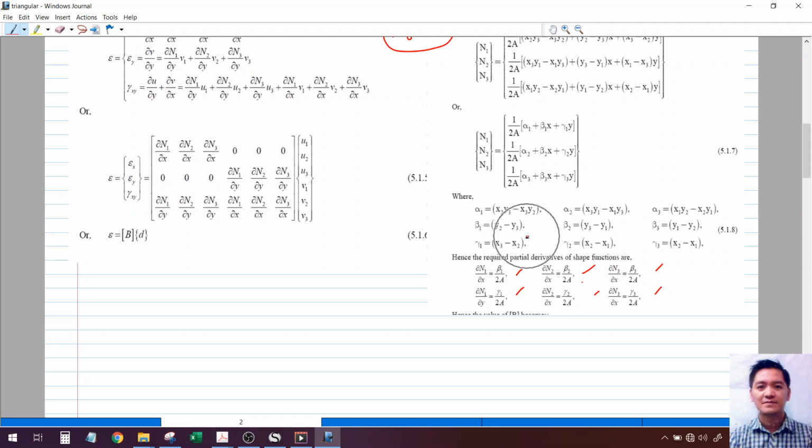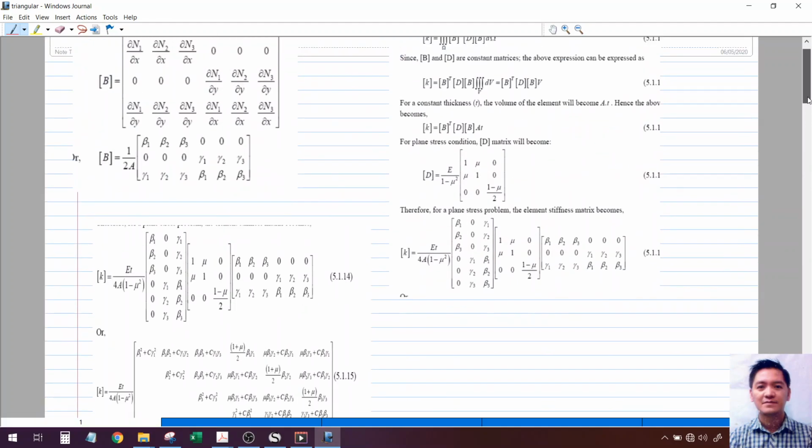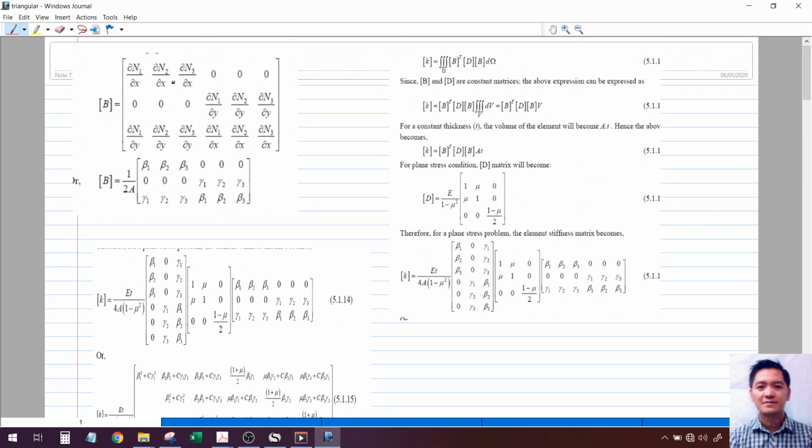Take note again, everything here is in terms of coordinates, right? Yung alpha 1 natin, x2, y3 minus x3, y2, coordinates yan. So, ating dN/dx, so that is a real number, okay? dN1/dx, ito yon. Or simply, B matrix is 1 over 2A, beta 1, beta 2, beta 3, okay? Gamma 1, gamma 2, gamma 3, so on and so forth.